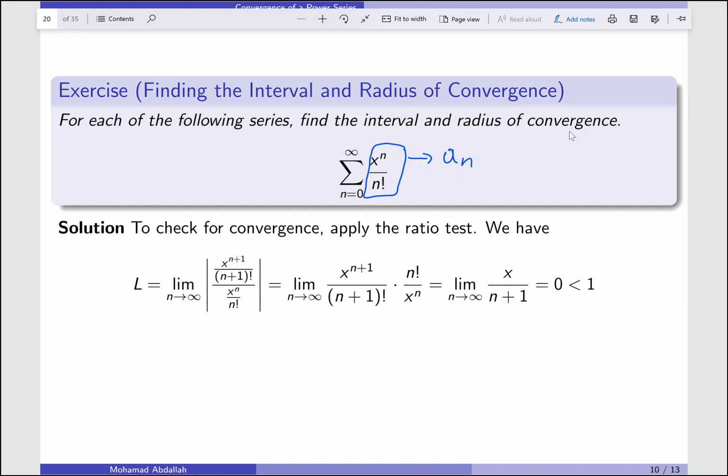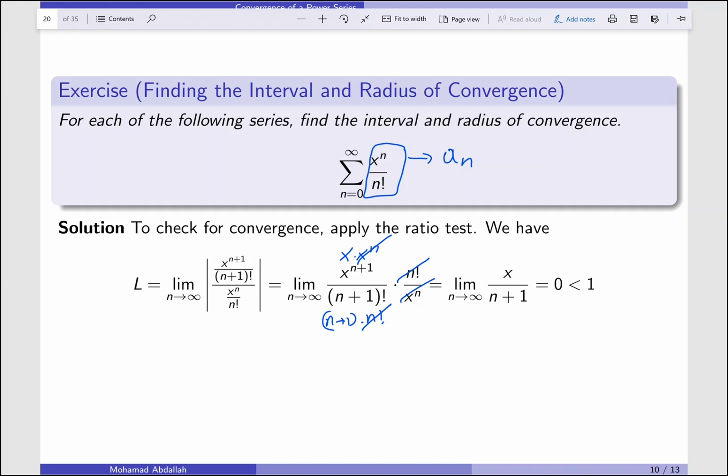Here you can cancel. Remember, (n+1) factorial is (n+1) multiplied by n factorial, so you can cancel n factorial from here and here. This is x times x to the power n, so you can cancel x^n and x^n. You end up with x over n+1. I don't care what x is, positive, negative, 0. When I divide this by n+1 and n goes to infinity, my answer is going to be 0. So this is less than 1 always.